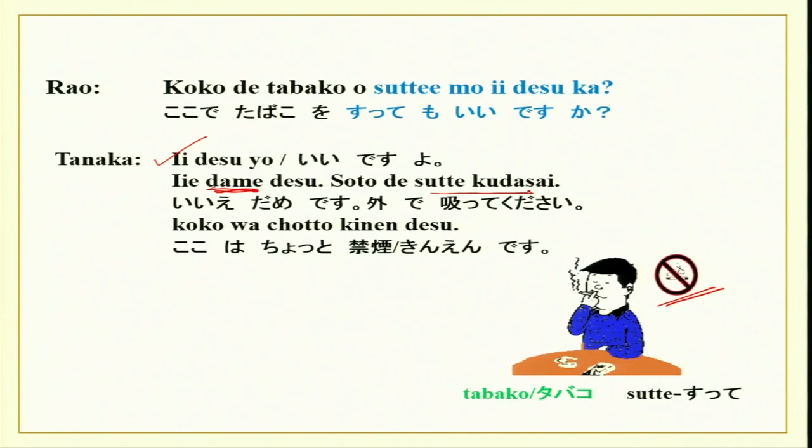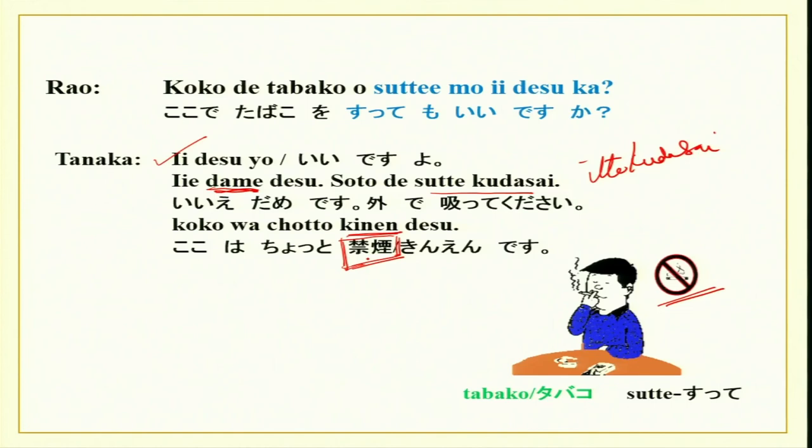Then koko wa chotto kinen desu. It is prohibited. So wherever you see this character written, please remember that it is not allowed. And you will see this at a lot of places where construction is going on, where some electrical work is going on, that you are not allowed to step over there. Especially in Japan, they will write this very carefully on a board and place it over there so that nobody steps near that place. So, tabako wo sutte wa ikemasen.